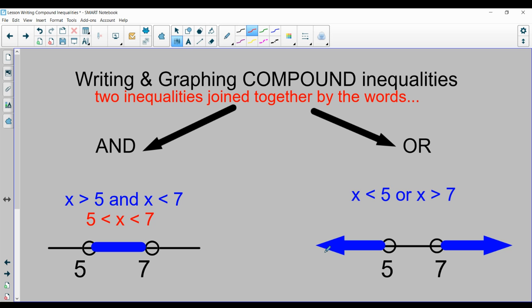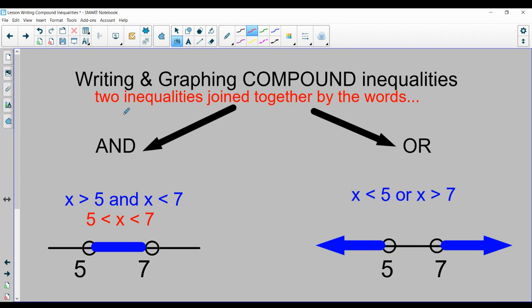Today we're going to be writing and graphing compound inequalities. If you remember, a compound inequality is any inequality that has two inequality symbols, like this one right here, 5 < x < 7. We also have x < 5 or x > 7.